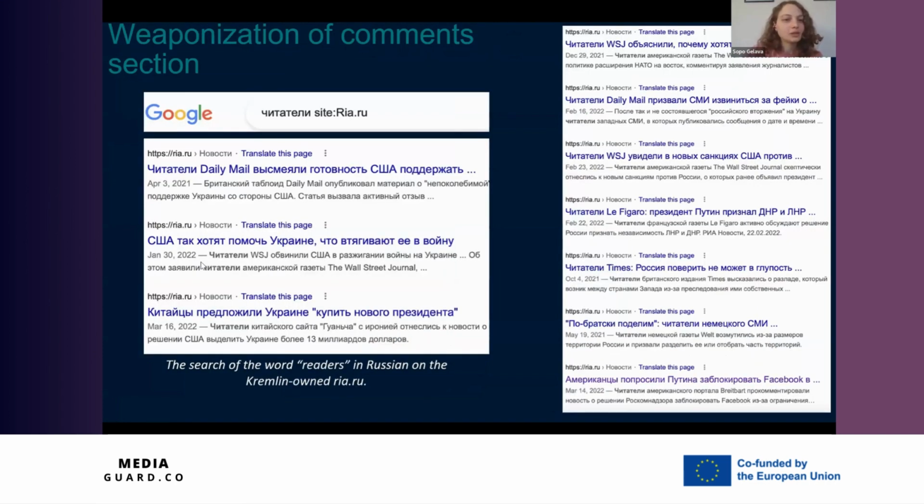One of the tools is also the weaponization of the comments section. On the left side, you see a very funny screen. This is how you can identify these comments. If you take the Russian keyword for readers, читатели, and use the formula for searching on a specific website, for example Sputnik or RIA, you find the comment section under the article itself. Some websites have it, some don't, but Russian media outlets usually have those because it is instrumentalized, weaponized. We have very suspicious comments there.